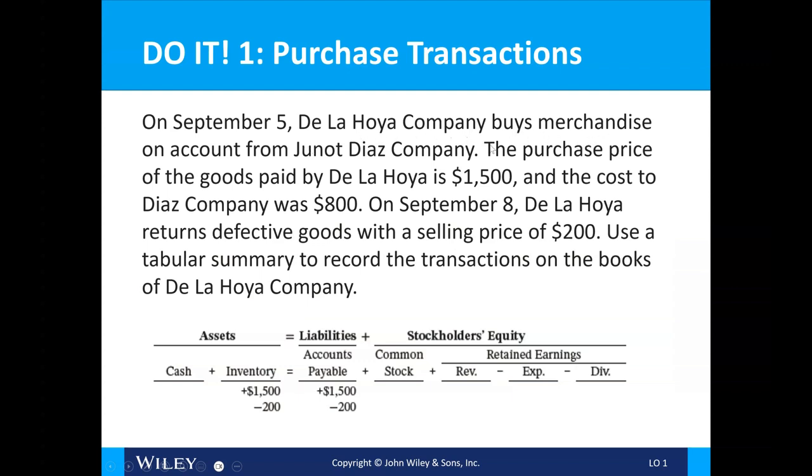Buys merchandise on account, the purchase price $1,500, the cost of goods is $800, returned defective goods with a selling price of $200. Use a tabular summary to record the transaction. So first we bought it, then we wanted a discount because of damage. So inventory declined, and so did our accounts payable.